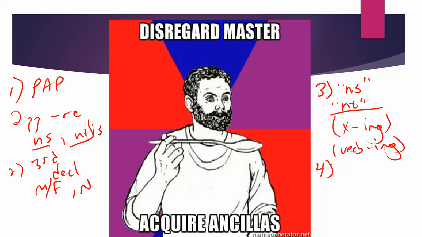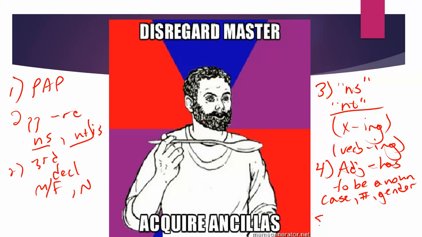Fourth, since they function as adjectives, they're going to be paired with a noun. So there has to be a noun that they're describing. And that means that they have to agree in case, number, and gender with that noun. But since they are a verb form or formed from a verb as a participle, that means they could also take a direct object or even possibly an indirect object.